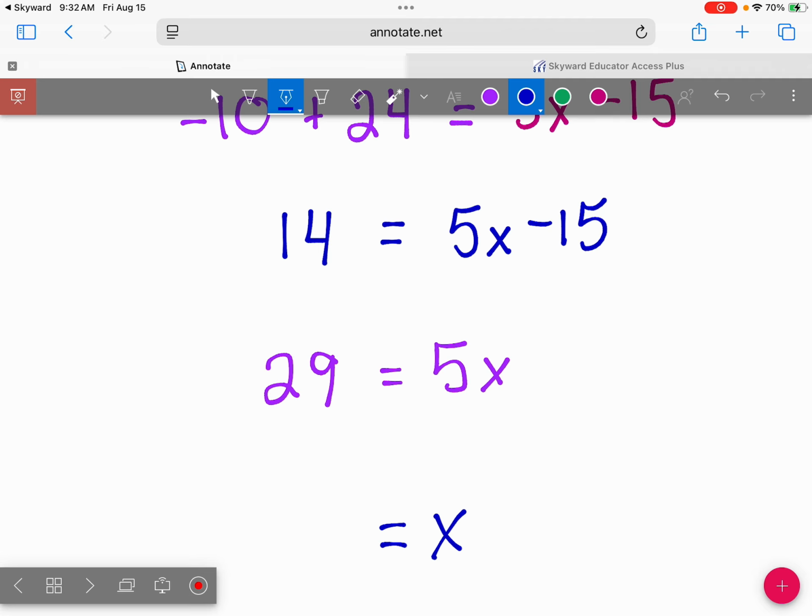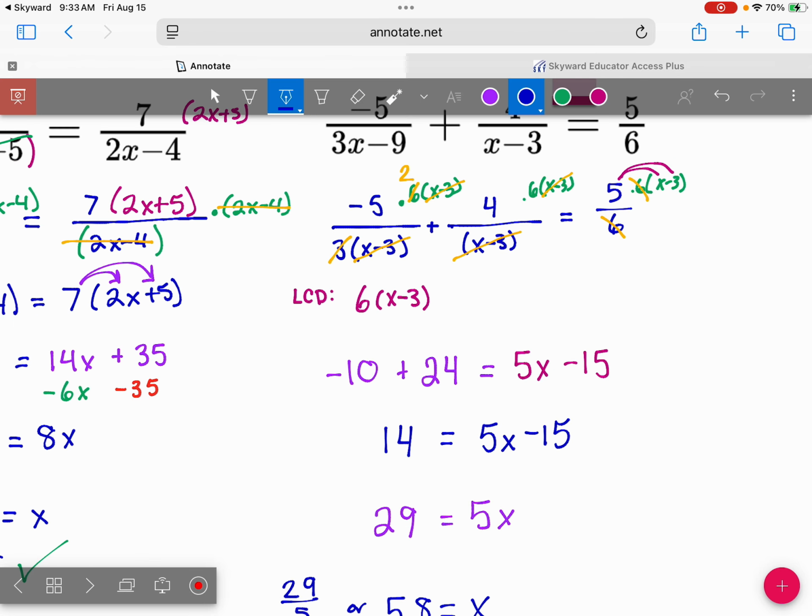I don't know off the top of my head, that's a decimal. Sweet. You can do it as 5.8, or you can put it as 29 over 5. Again, it doesn't really matter which way you put it. Both are exactly as accurate.